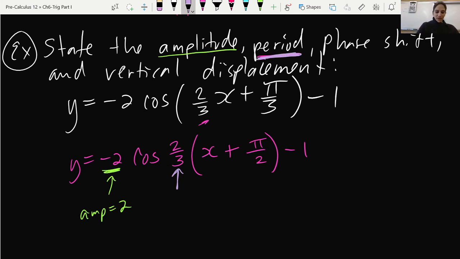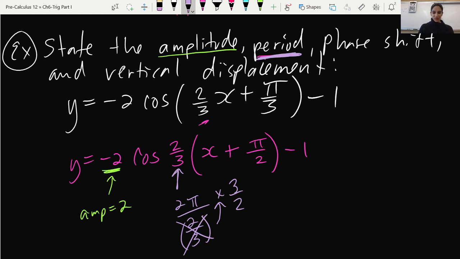So if we're looking for the period here, we know that it would be 2 pi over b. So it's going to be 2 pi over 2 over 3. So again, think of it this way. You're dividing by a fraction, so you're actually going to flip and multiply. That's like saying times 3 over 2, right? Dividing by 2 over 3 is the same thing as saying times 3 over 2.